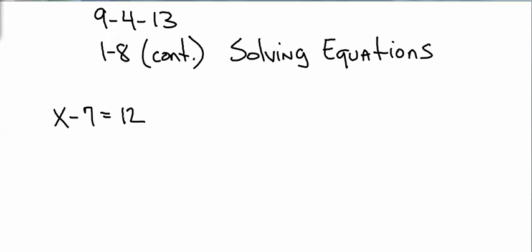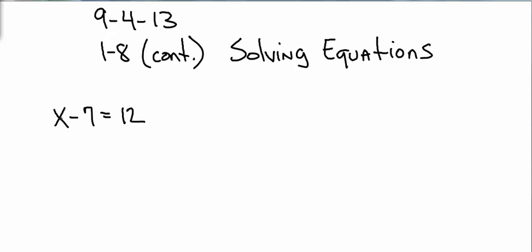Alright, when you're solving an equation, you always want to ask yourself what is being done to the variable. And when you determine what's being done to the variable, you want to do the opposite of that to both sides of the equal sign to get the variable sitting by itself.